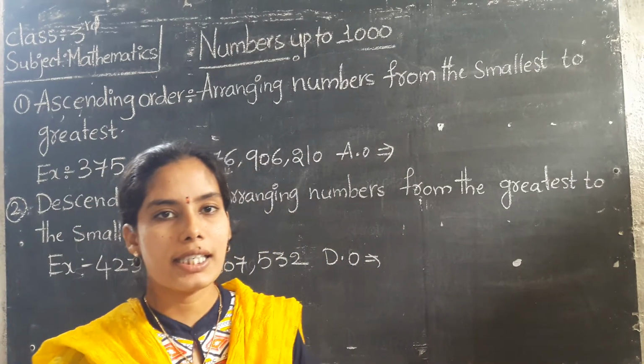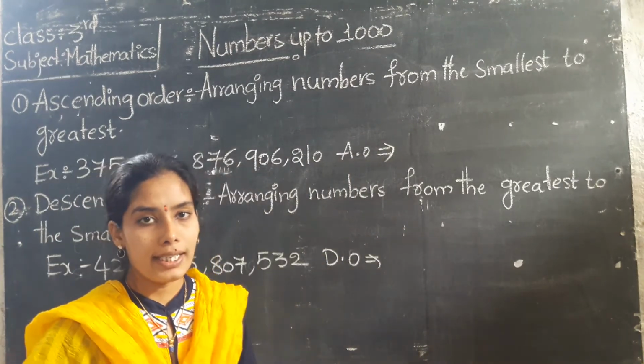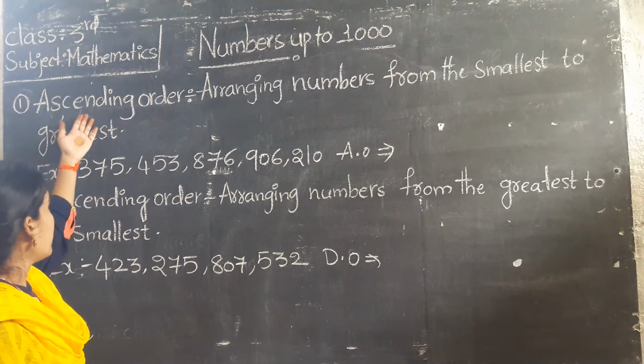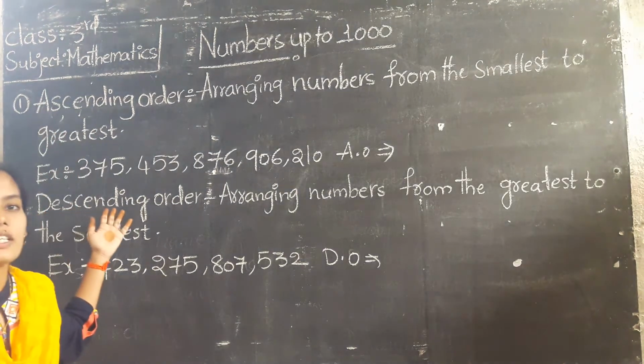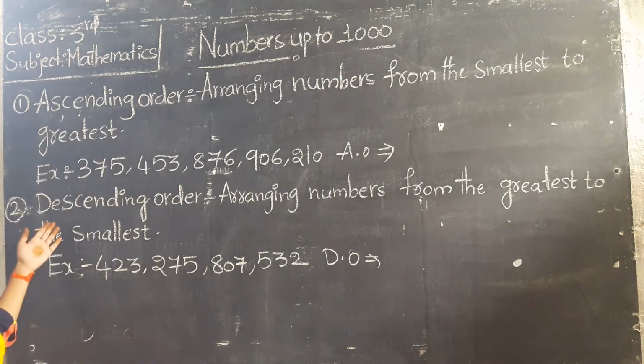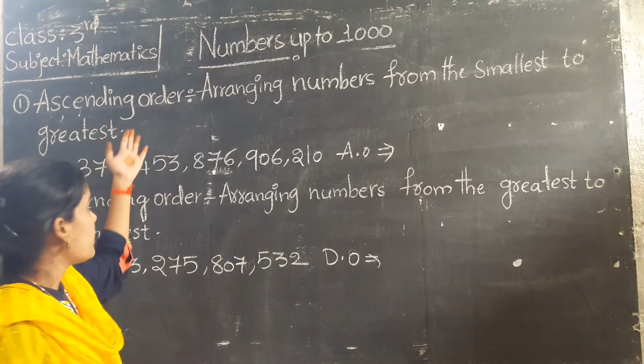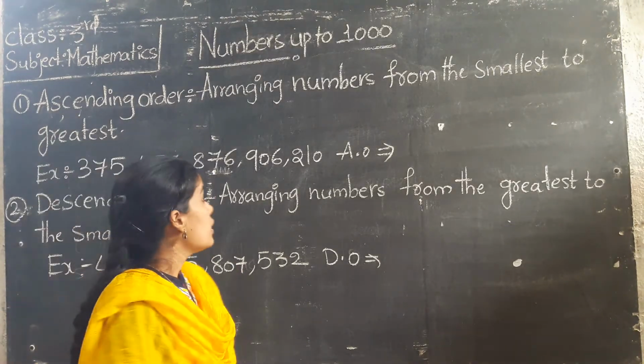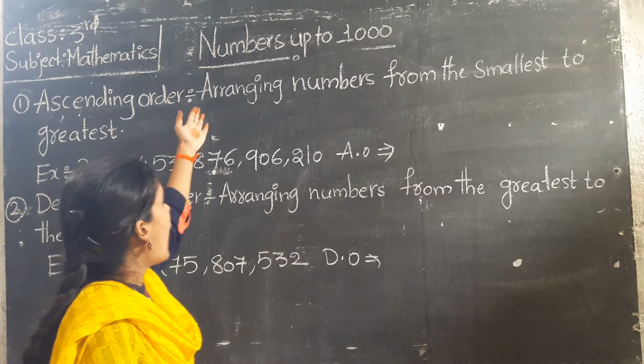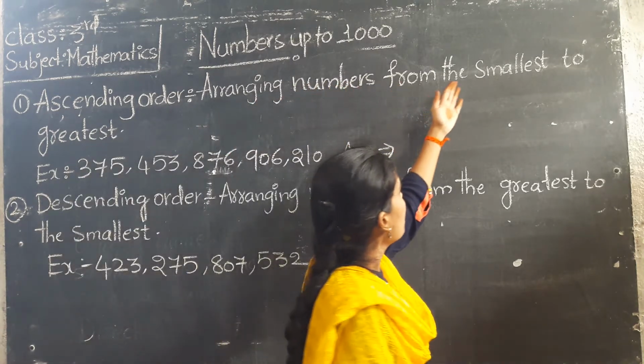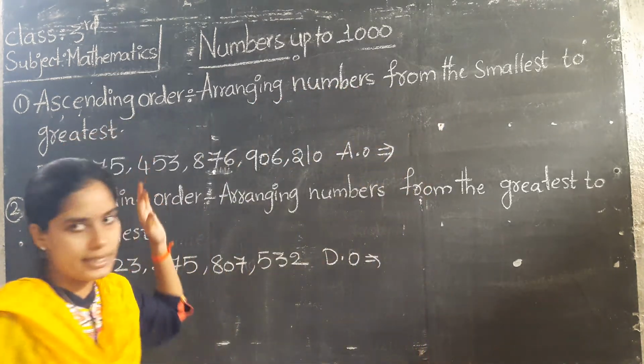So today we will discuss one more topic, that is ascending order and descending order. What is the meaning of ascending order? So let us see the definition. Arranging the numbers from the smallest to greatest.